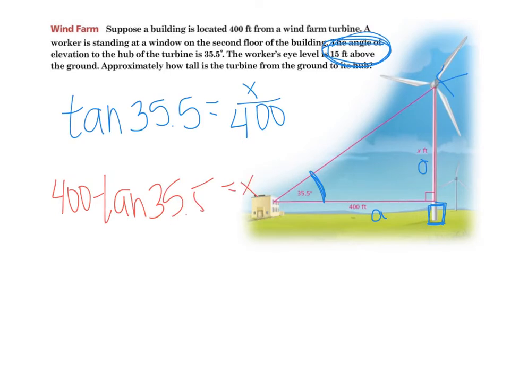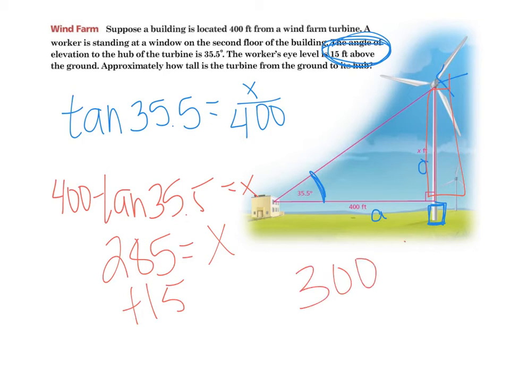So then 400, you would, in the calculator, do 400 and then push the tangent, and then 35.5, and that comes out to 285, roughly. You could just round to the nearest whole number in this case. But remember that that's just this part, so then we have to add 15 to that, so our total answer for this entire question is 300.